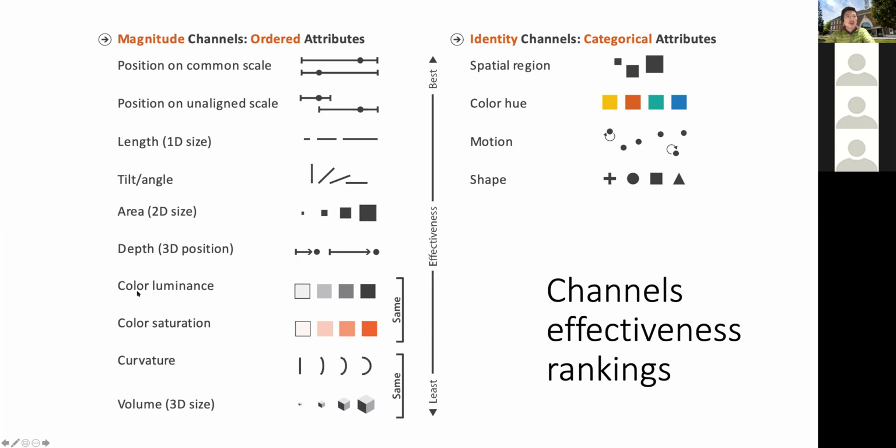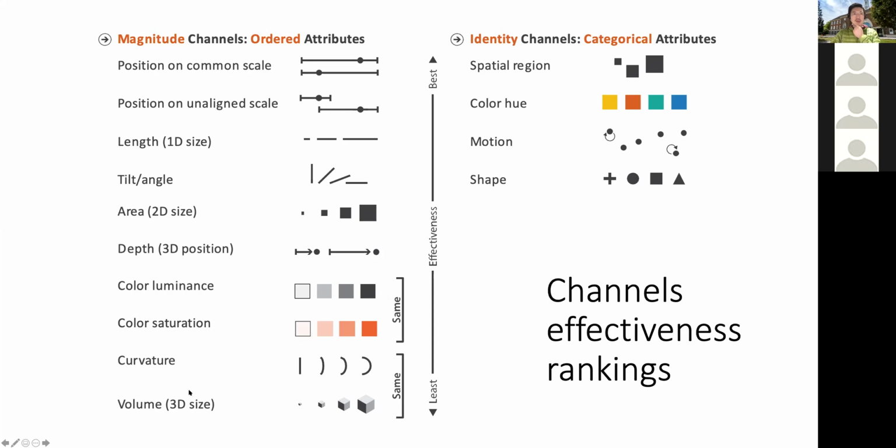This one says color luminance, which basically just means grayscale. And color saturation means the amount of color. So this is very red, and you can use that to represent a large value. This is a very light red, used to represent a small value. These two are about the same effectiveness, but on the overall scale they are not very good.